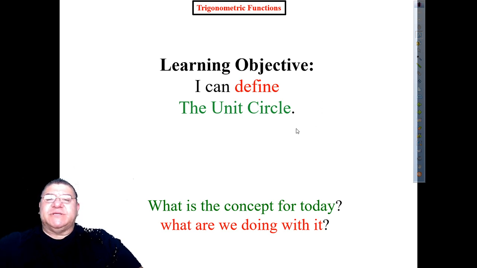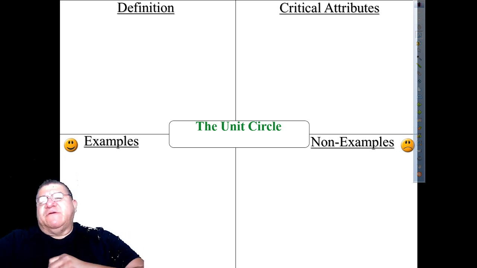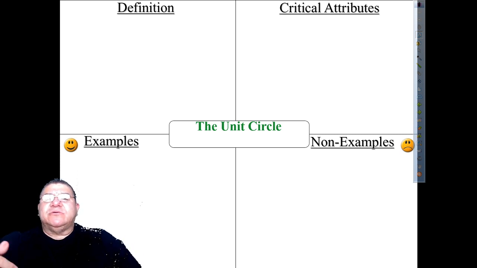So what's a new concept for today? Unit circle. So in your Frayer model, let's write that in there, the unit circle. So what is the unit circle? I'm pretty sure some of you have seen it, but why is it called that? Well, it's in the term. It's a circle, and what else? That has a unit.